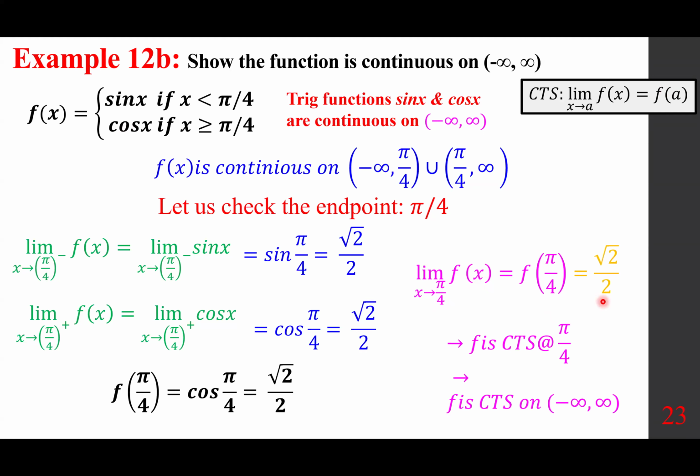Therefore, it makes it continuous at pi over 4, and we already know that it's continuous everywhere. We are just looking at pi over 4. We proved that it works. Therefore, it makes f continuous on the entire interval of negative to positive infinity.